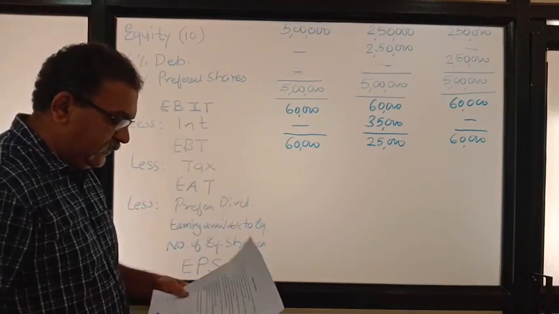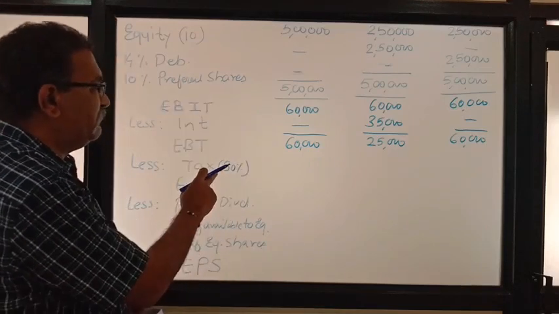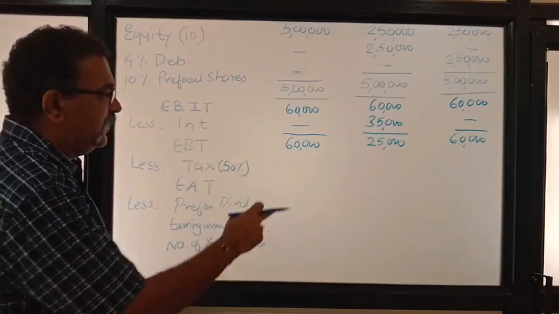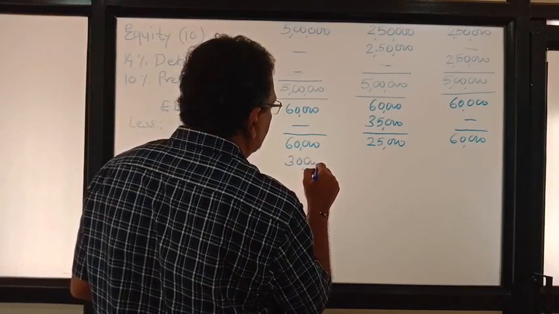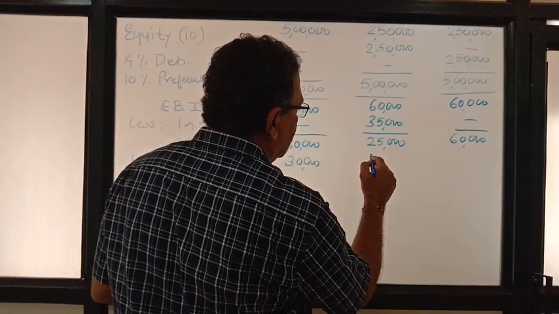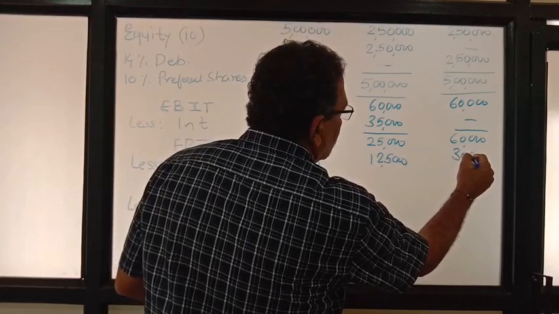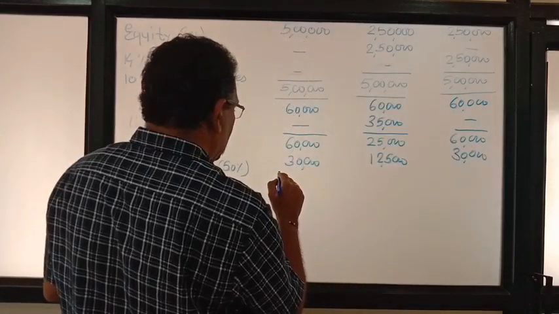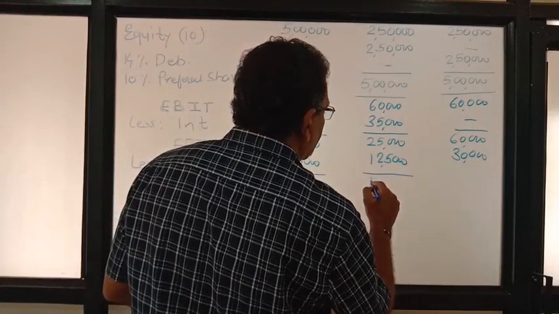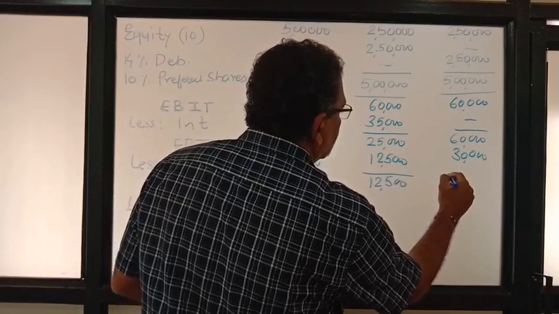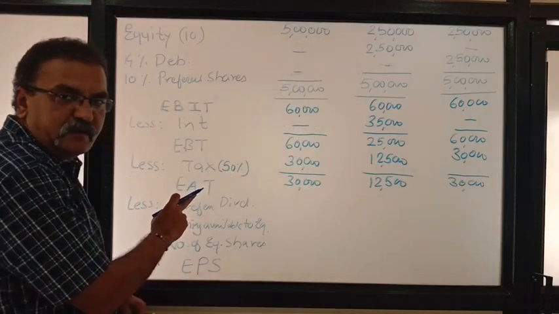So here, the tax rate given in the example is 50%. So 50% tax on earnings before tax. 50% of 60,000 comes to 30,000. Here 50% of 25,000 comes to 12,500. And here again 50% of 60,000 is 30,000. So earnings after tax: first option 30,000, second option 12,500, third option again 30,000. So this is what we got, earnings after tax.